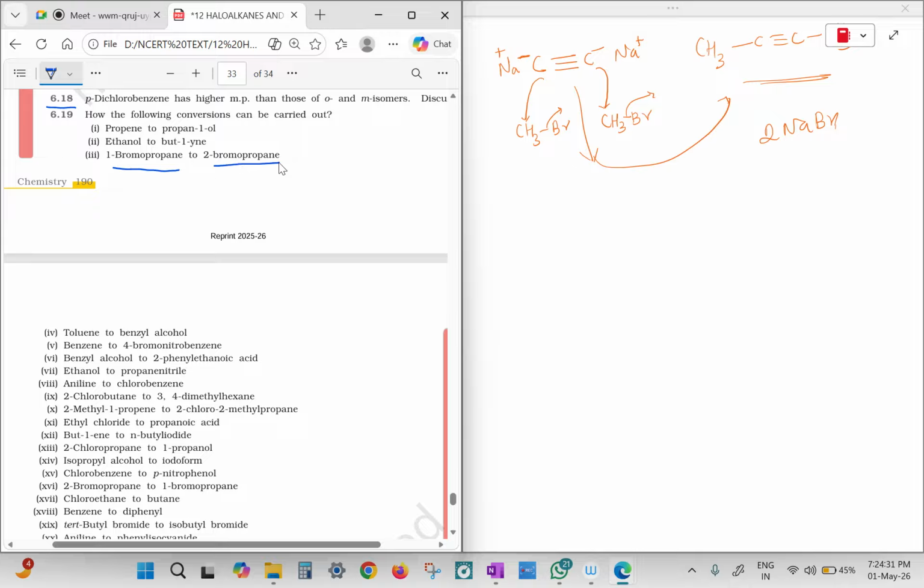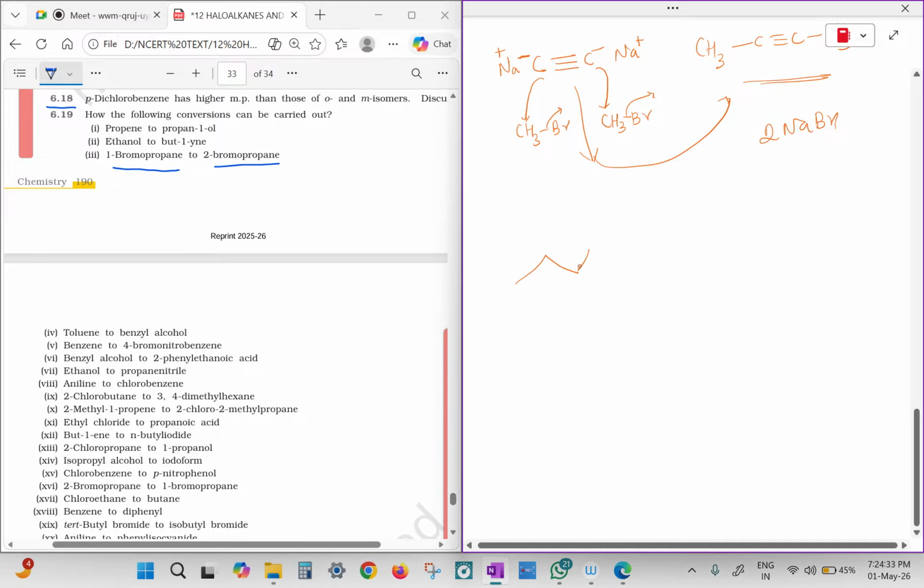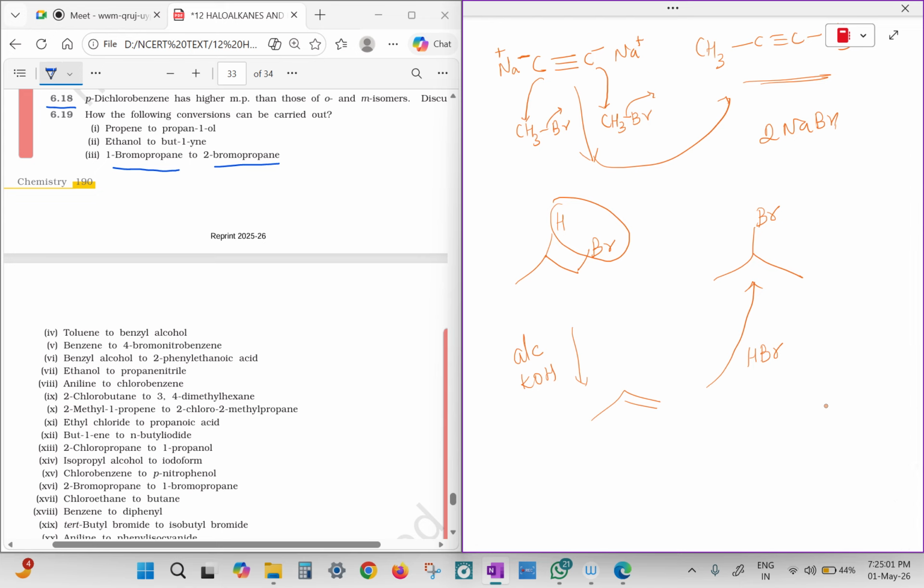1-bromopropane to 2-bromopropane. You need to bring the bromine here. What would you do? You first remove it. So use alcoholic KOH and make it propene. Then go for normal HBr, correct? This is the most expected one.